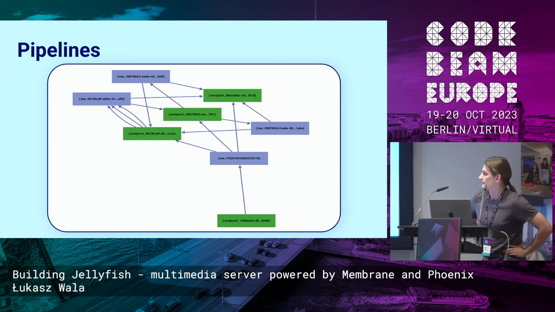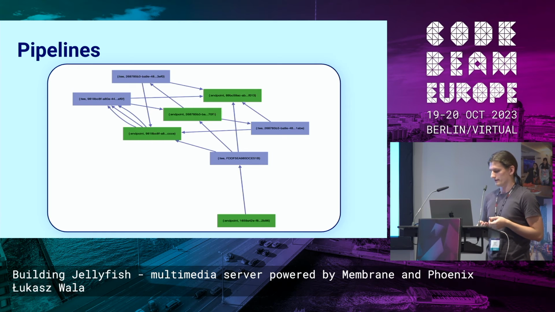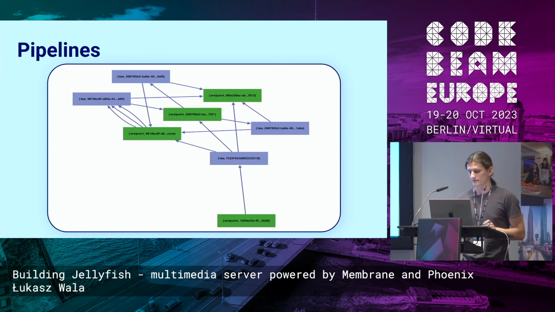So the blue rectangles are Membrane filters. In this case, all of them are Tee elements, which basically multiplex the media. So they take something on the input and produce the exact same thing on every one of the outputs. The green elements are Membrane bins, which are basically containers for other elements. If this was interactive, we could expand the element to see what's inside, and we're going to do that exactly in a moment. And each of the Membrane bins, in this case, represents one component.